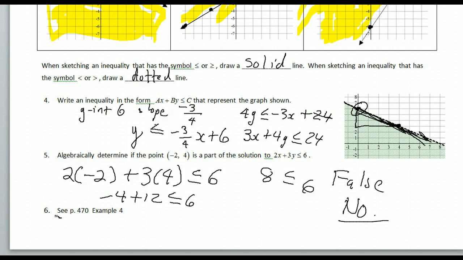Okay, to finish off, you want to look at the example on page 470, example number 4 in your textbook. That just gives an example of solving an inequality for a real-life type of situation. In this case, constructing a tabletop and the amount of money you have to spend. So take a look at the ideas in there, defining the variables, setting up the inequality. Also remember to look at the key ideas on page 471, which will summarize what we've done today.